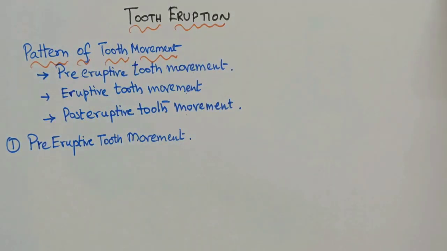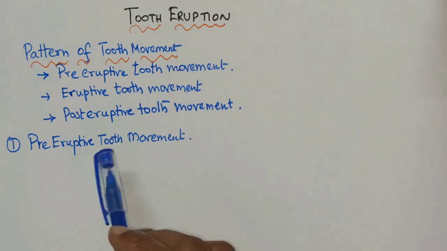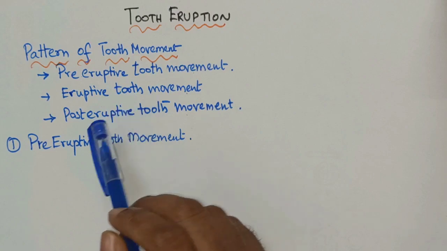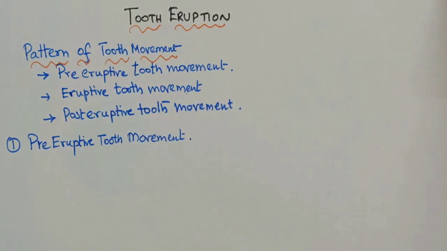Pre-eruptive, in short, is the movement within the jaws before the tooth erupts in the oral cavity. A slight movement happens in the mesial and distal directions. That takes place by resorption on the mesial side and deposition of bone on the distal side. Then, before the tooth erupts, the jaw bone has to grow to accommodate the eruption of the tooth.